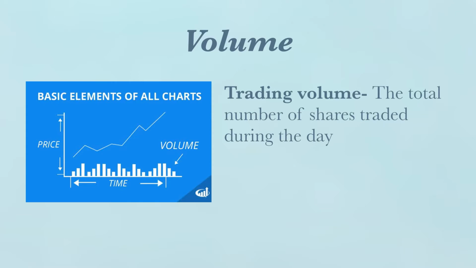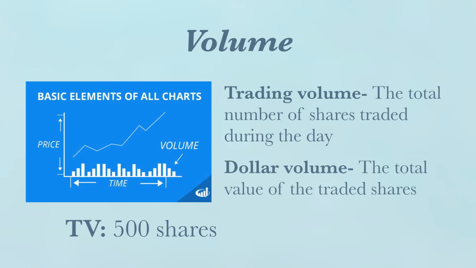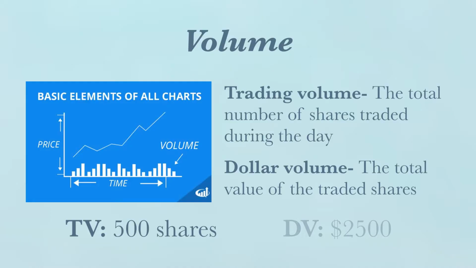Now let's talk about volume, which deals with how many shares of a stock are being traded. Trading volume is the total number of shares that are traded during the day. And even if the same shares are traded back and forth several times, the volume is counted on each transaction. For example, if 100 shares of a stock were bought and sold 5 times during the day, then the trading volume would be 500 shares. Dollar volume is the total value of the traded shares. So if each of those 500 shares were worth $5, then the dollar volume would be $2,500. Volume is important in determining how easily you can buy and sell shares without any delays, which can be important in case share prices start changing dramatically.